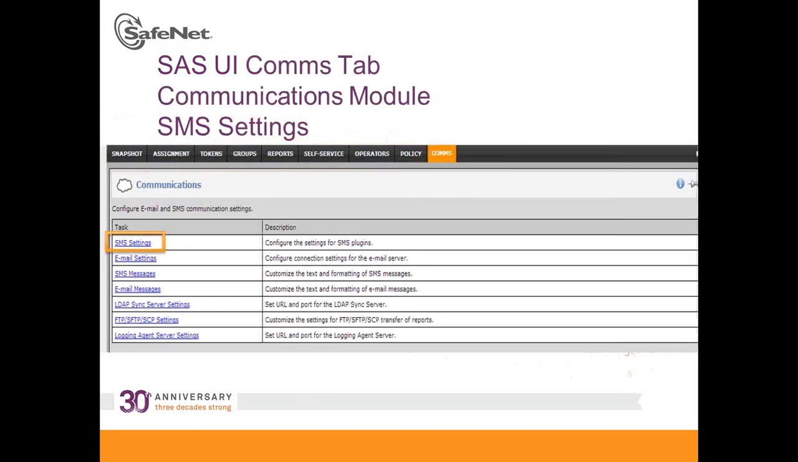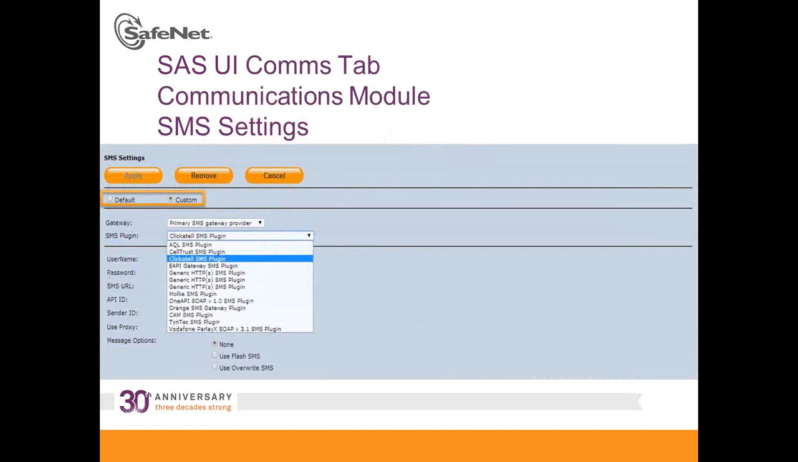Now taking a look at the comms, one of the first things we have is some SMS settings. Within SAS Cloud, the customers have the ability to purchase SMS credits from SafeNet and use our SMS gateway to deliver the OTPs and alerts to an SMS. They also have the ability to use their own custom SMS gateway.